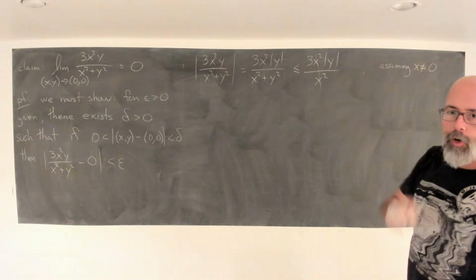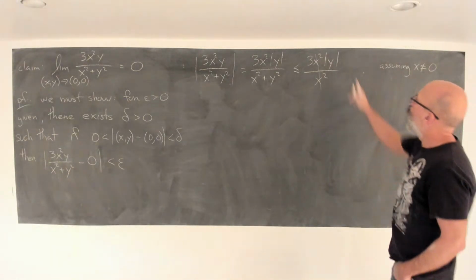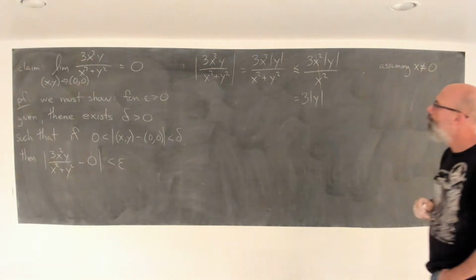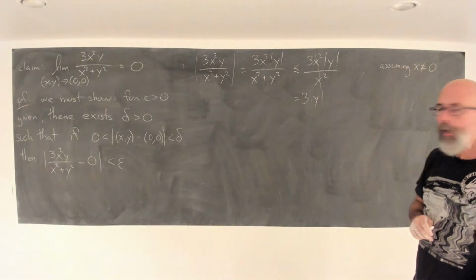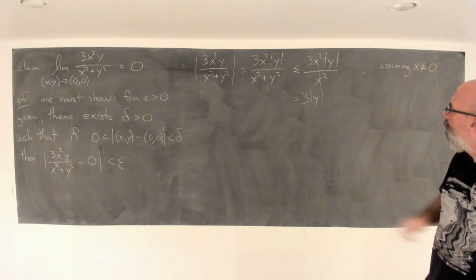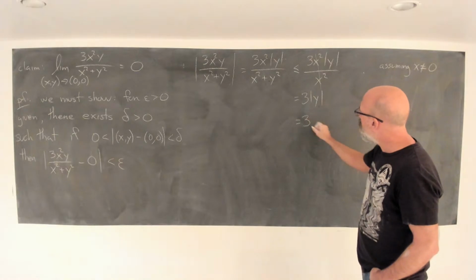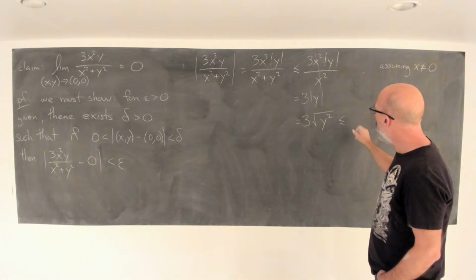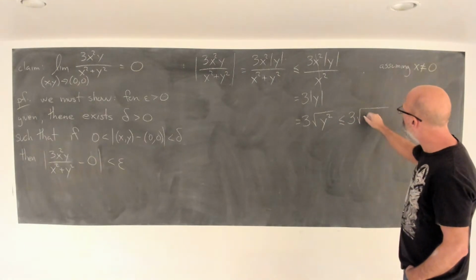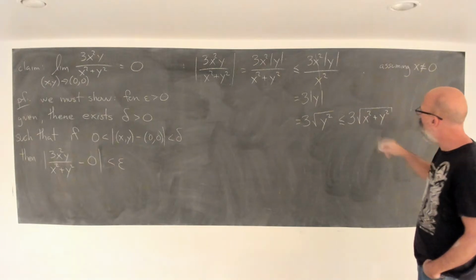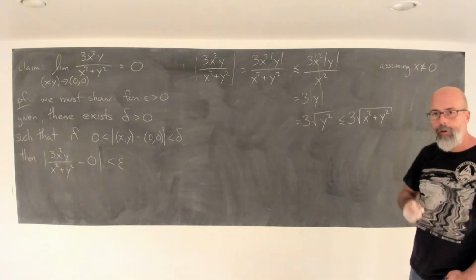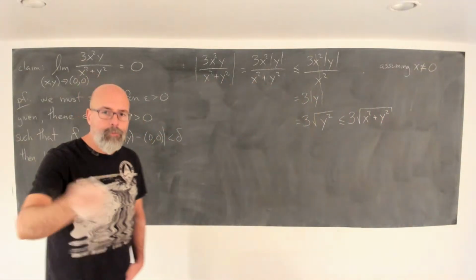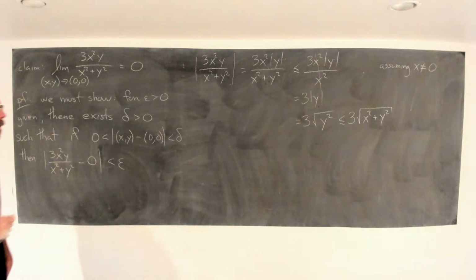Why are we getting rid of the y squared specifically? You'll see. The short answer is that it works. And you're left with 3 absolute value of y. But this you recognize as 3 square root of y squared. And now I'm going to add an extra term, namely an x squared. I'm adding something positive, so I'm making the whole thing bigger.